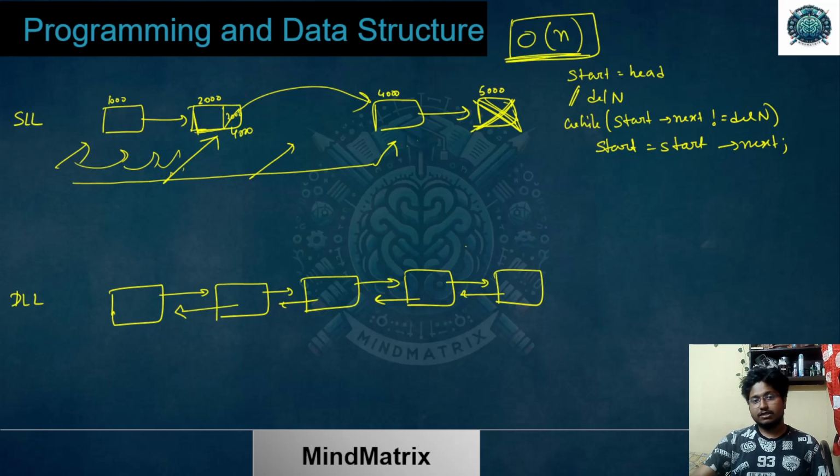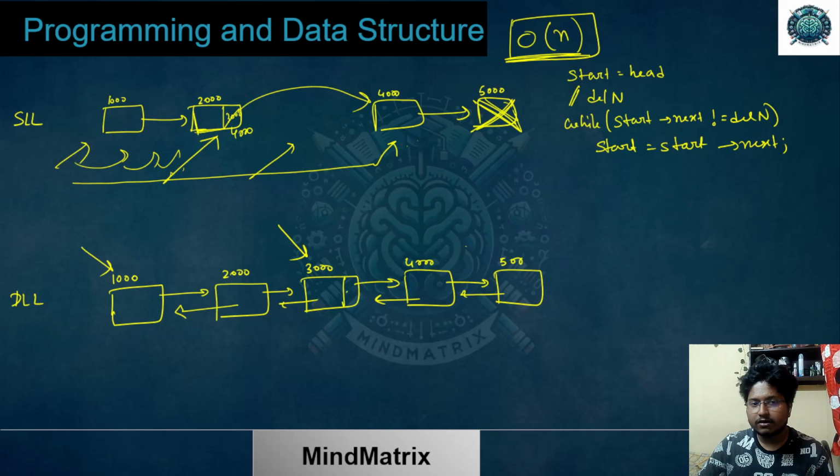Okay. But things with a doubly linked list are quite different. Let's see. Suppose this is 1000, 2000, 3000, 4000, 5000, and we are deleting this node. Cool. This is the head node. So what is the value stored here? 4000 is the next one. What is the value stored here? 2000 is the previous one. Next, the value here is 3000.